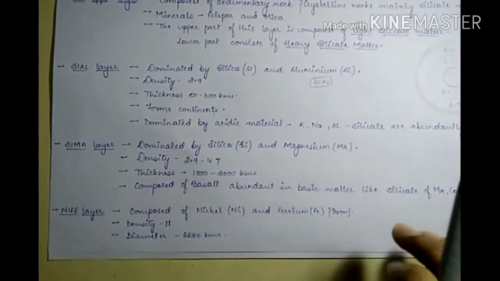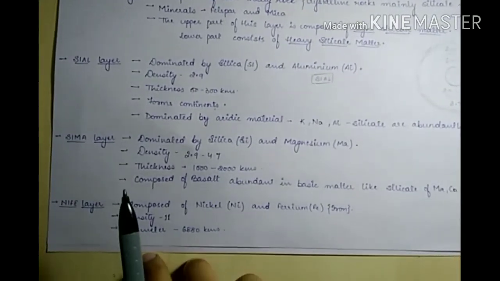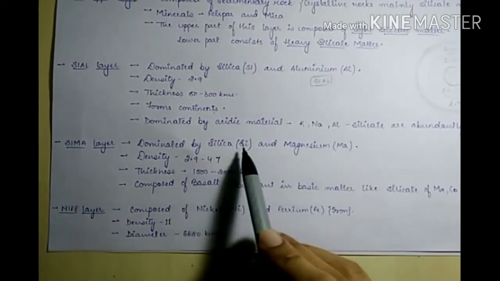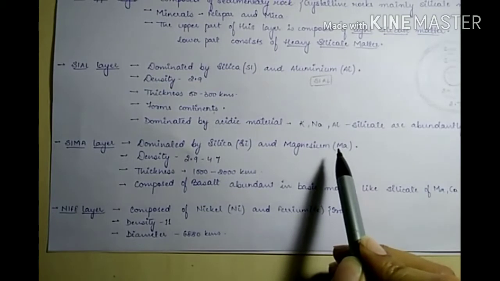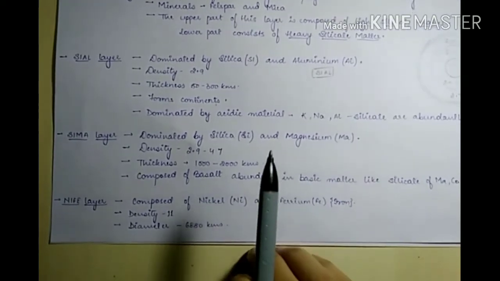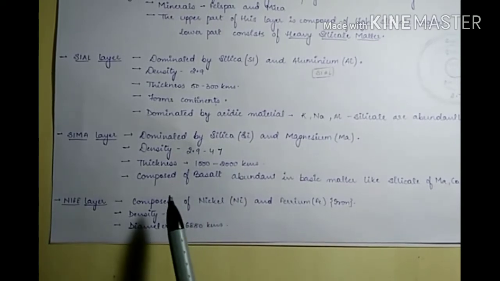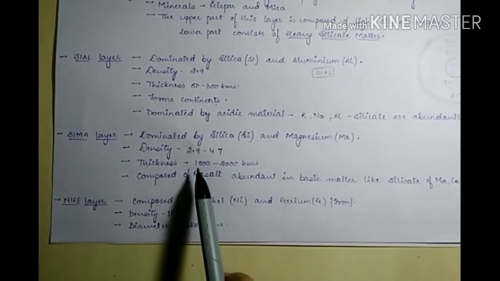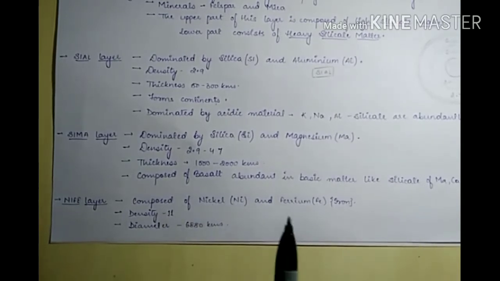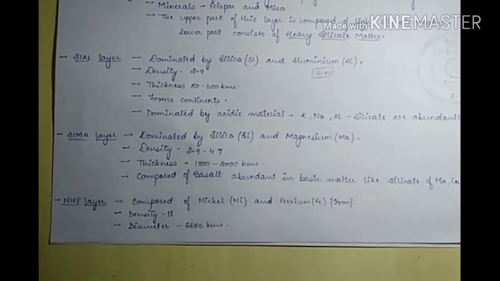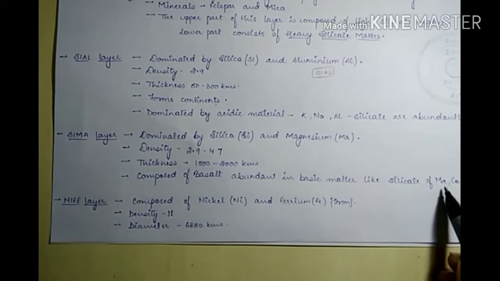Now, next layer is Sima. Sima, as the name suggests, is composed of silica and magnesium. The density is 2.9 to 4.7 gram per centimeter cube. The thickness of this layer is 1000 to 2000 kilometers, and it is composed of basalt, which is abundant in basic material like silicate of magnesium, calcium, and iron.